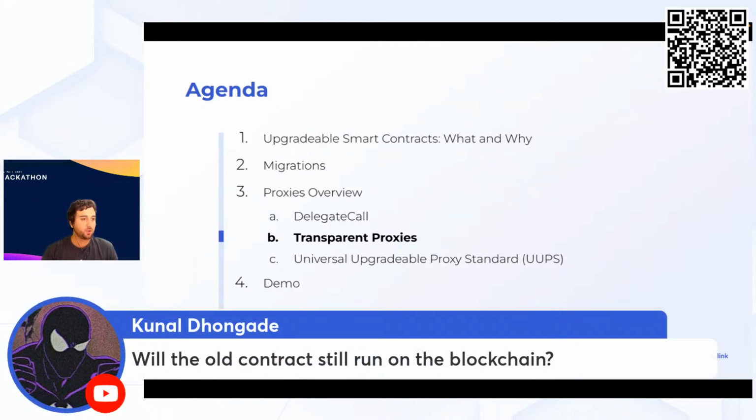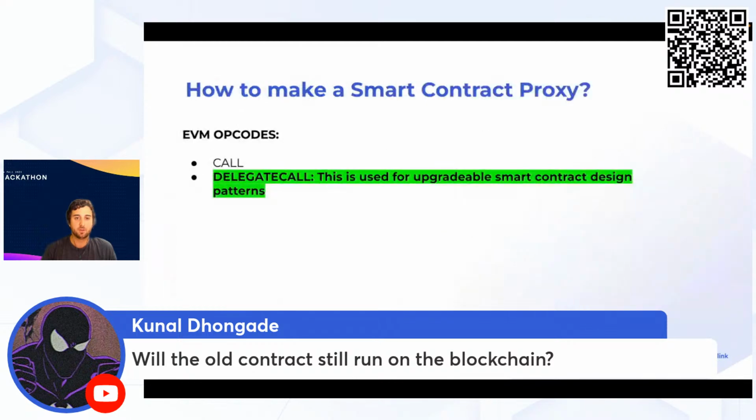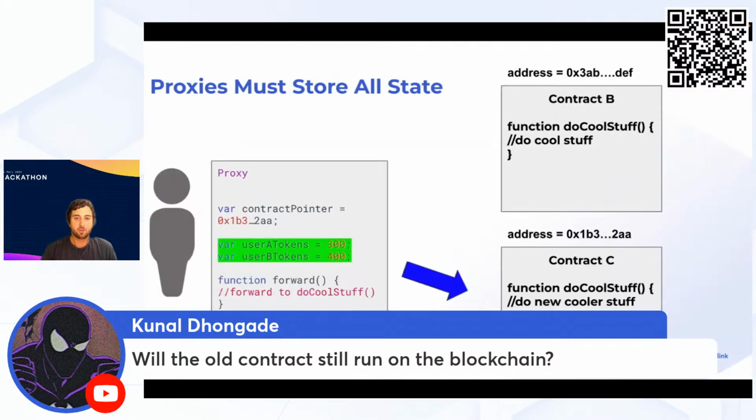So Kunal asks, will the old contract still run on the blockchain? I like to pull up these diagrams while we're talking about proxies, so we have the mental model there. All right, so yeah, if we're upgrading from contract B to contract C, contract B does remain on the blockchain. It's still there. It's just simply our proxy isn't pointing to it. Once something's on the blockchain, it's on the blockchain. It's there. So yes.